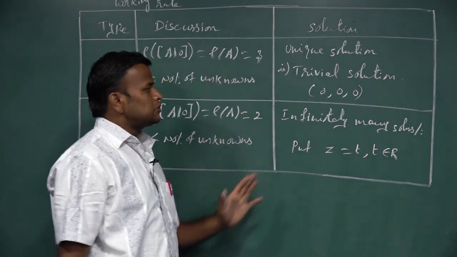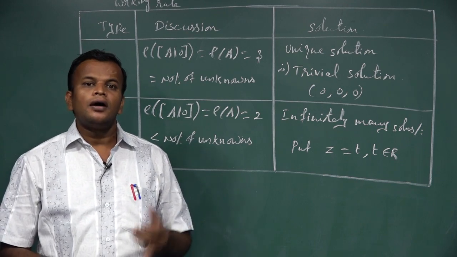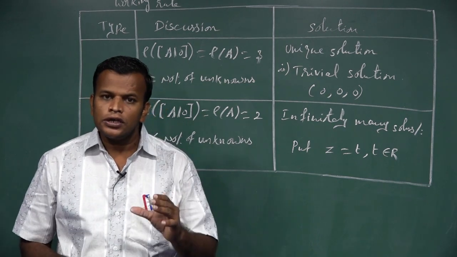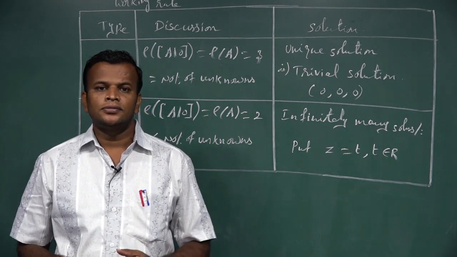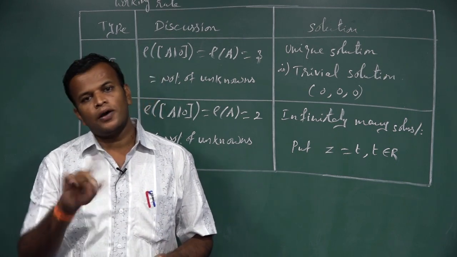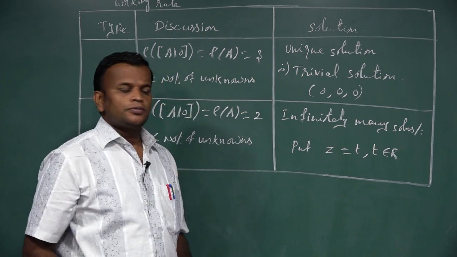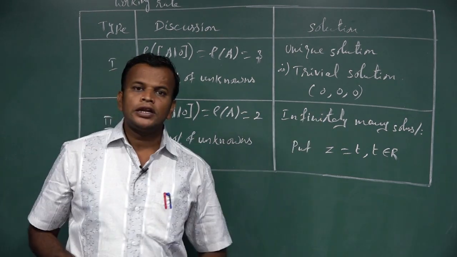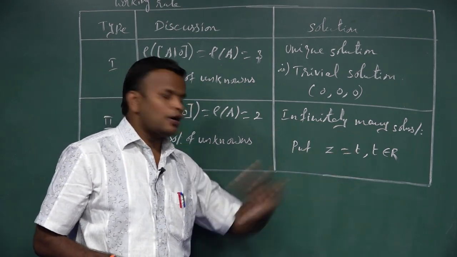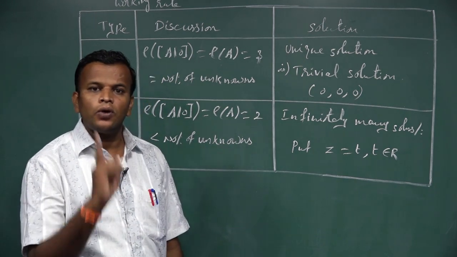So there are just 2 types in homogeneous linear equations. The first type is when both ranks are equal to 3. Then the system has a unique trivial solution. The second case, suppose both ranks are 2 or 1. The maximum the rank can be is 2. Then the system has infinitely many solutions, so we assign one variable as a constant. Suppose the rank is 1. We have only one equation and 3 unknowns.